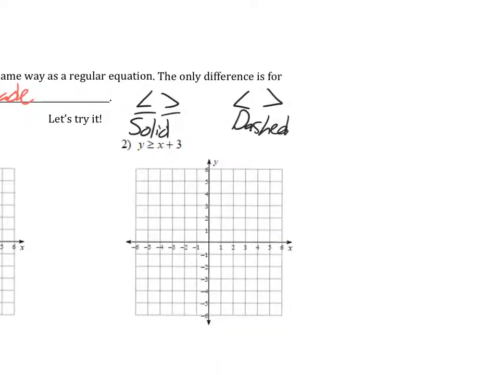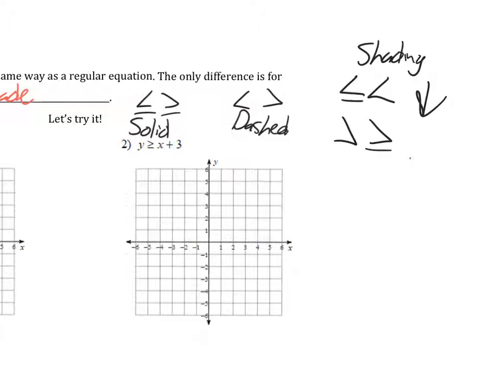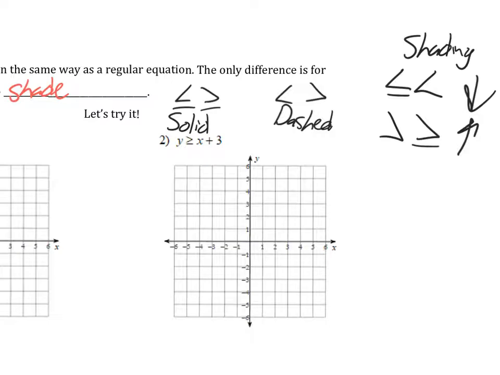If I have less than or equal to or less than, that means that I'm going to shade, so this is shading, we are going to be shading below the line. If I have greater than or greater than and equal to, then I am shading above the line.